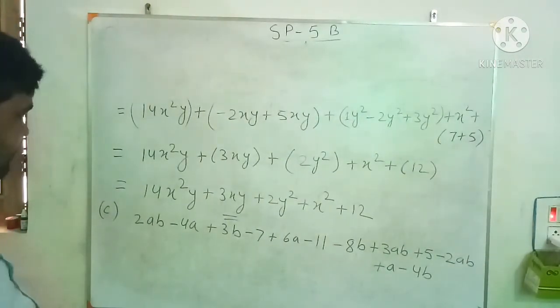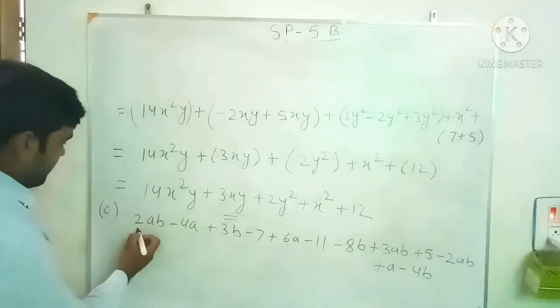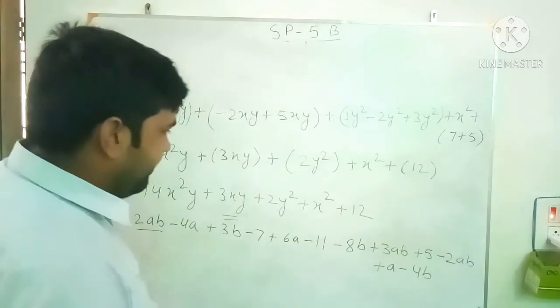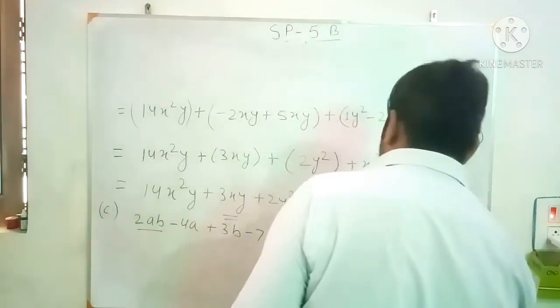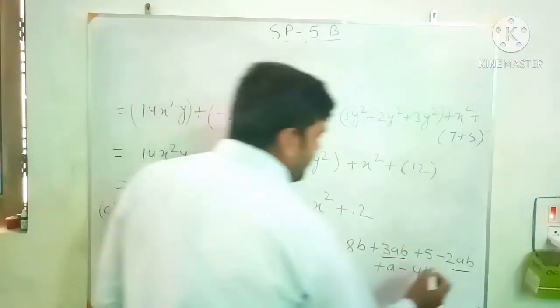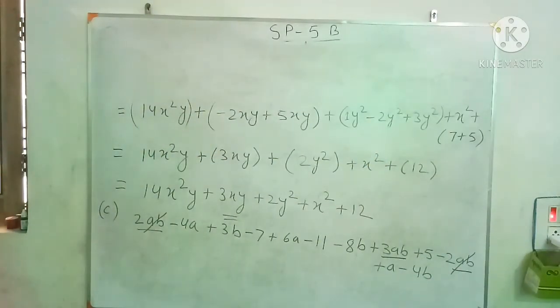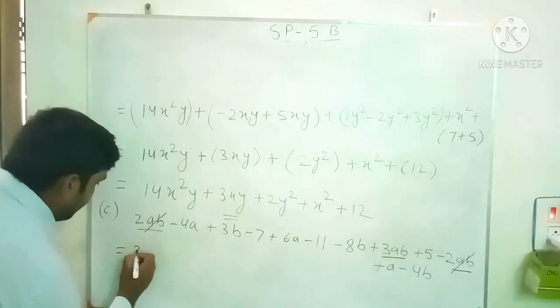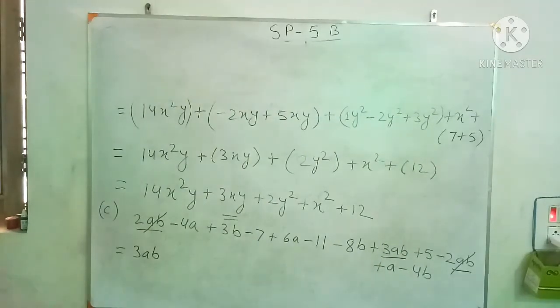Now we add the like terms. See how many ab terms are there here. 2ab is one term, and here also one term ab, and here also one term ab. Plus 2ab minus 2ab, both are the same, so they cancel. Plus 2ab minus 2ab will be cancelled and give you 0. Now we have only the term 3ab, so the remaining ab term is only 3ab.